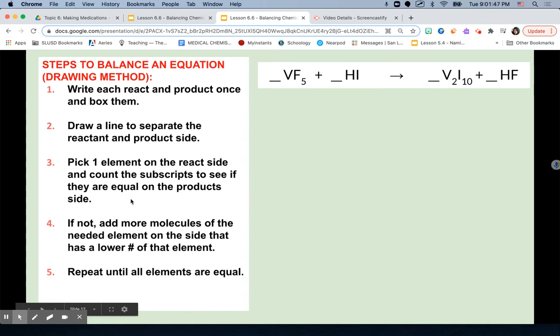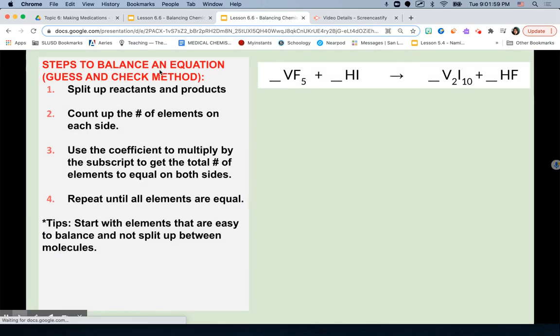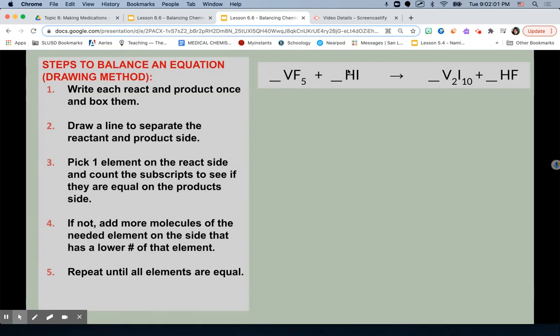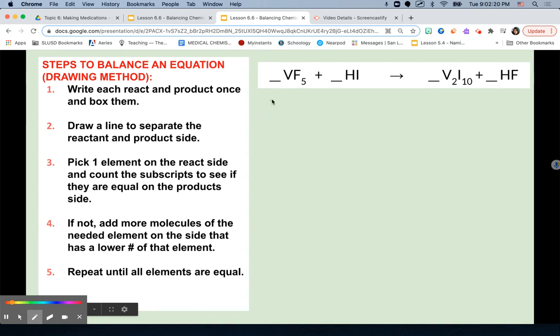Okay, so let's do the same problem, this equation, and try to balance it. But this time we're going to use the drawing method. And you might notice that since our answer was pretty large last time, right, it was 2, 10, 1, 10, that we're going to have to draw a lot of these, right? So that is the one downfall of the drawing method, is that you have to draw things over and over again. And sometimes it gets kind of frustrating.